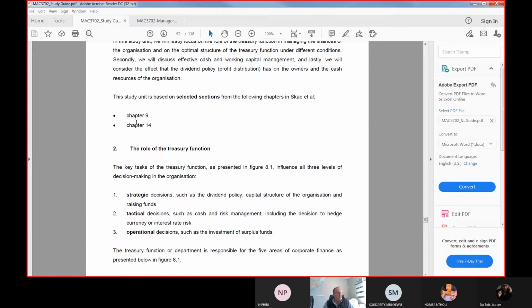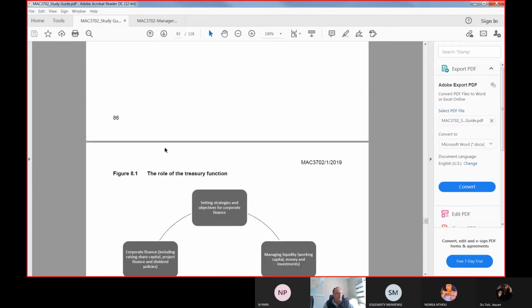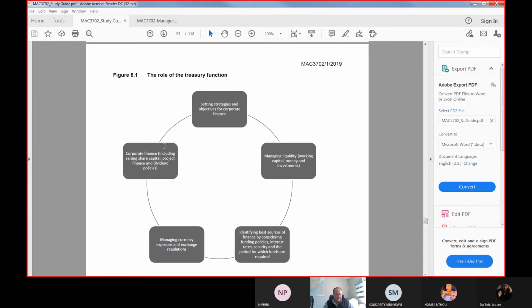Okay, so here they want you to go to chapter 9 and chapter 14 of the textbook, but as we go along, I will explain. So here we have a strategy of how we do the treasury function. I call number 1 here, setting up strategies and objectives of the finance, for the corporate finance. Following that, managing liquidity and the working capital of the business. We're going to be talking about working capital today as well.